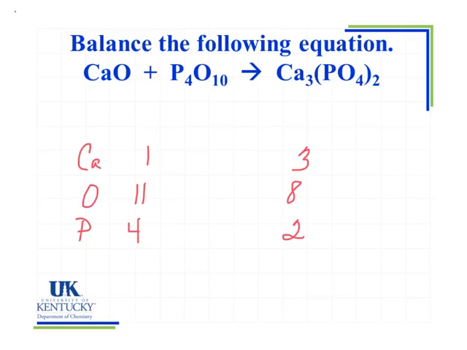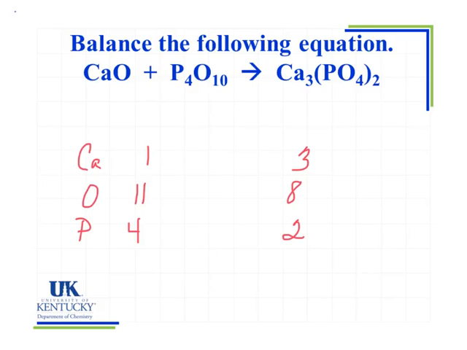Now, in order to balance this, I have to make sure that everything has the same number of atoms on both sides of the equation. One thing I notice is that oxygen is present in 2 of my reactants, and so I'm actually going to save that one for last in hopes that balancing the calcium and the phosphorus will actually balance out the oxygen.